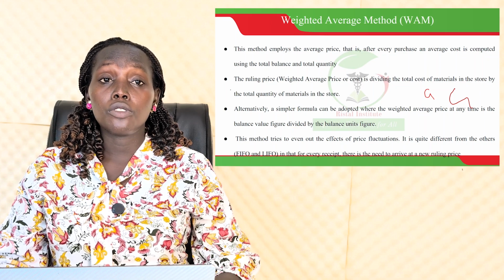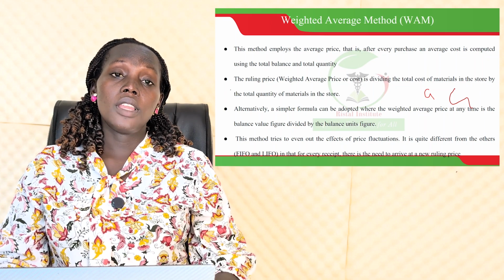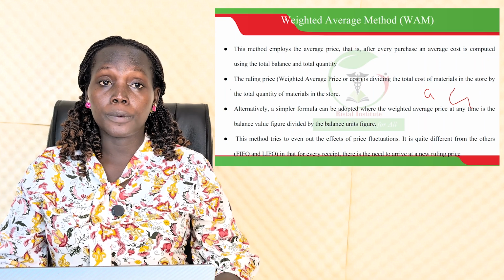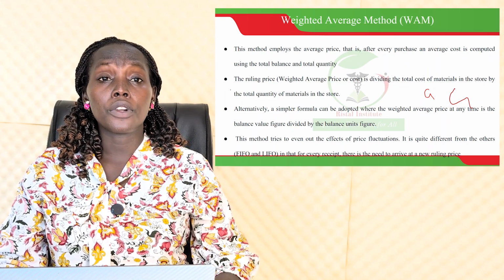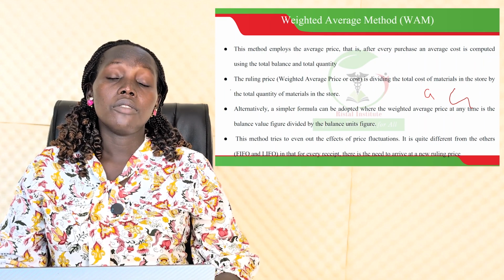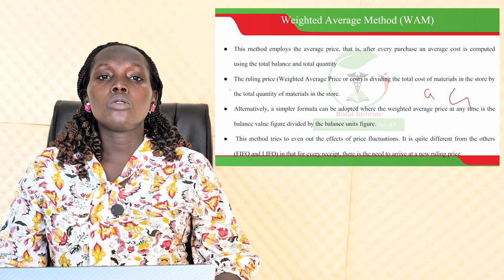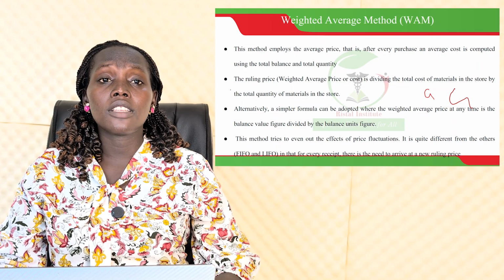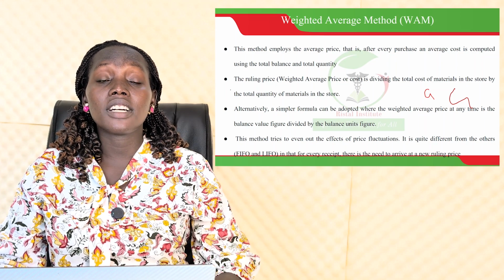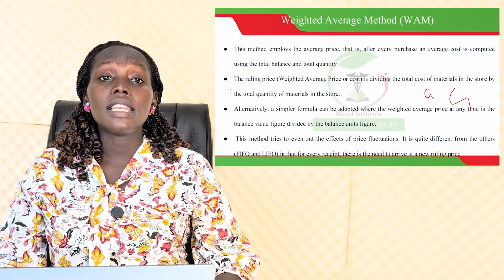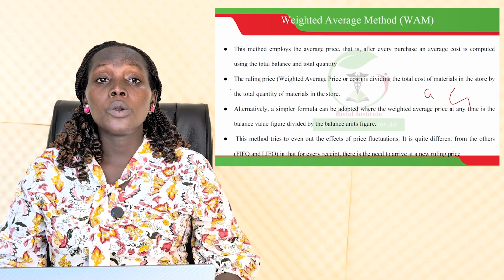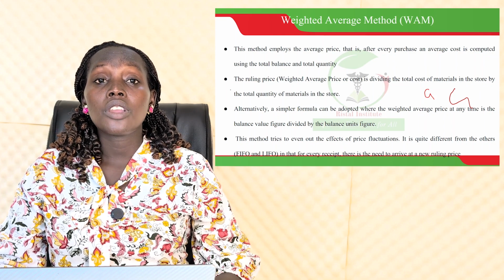We are going to continue with our module of cost accounting, and we shall continue to look at our topic of material valuation. We talked of three methods used in material valuation. We can find the price of a material using FIFO, that is first in, first out, and then we can also use LIFO, that is last in, first out. But today we are going to look at the weighted average method.